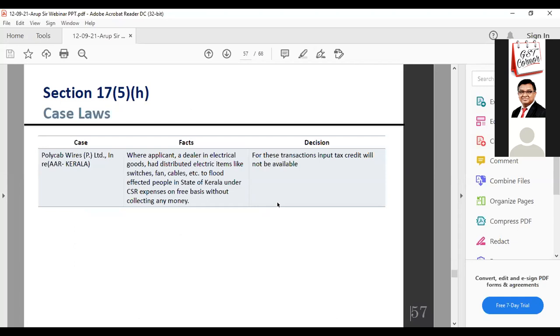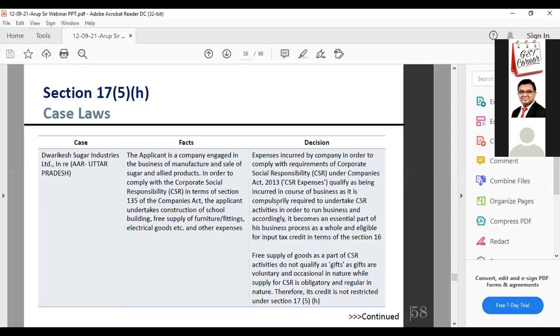Yeah, so this is the case of Polycab Wires, as I was discussing, wherein the Kerala AAR has said that since you're giving this free, you will not get the ITC benefits on this. However, in the next slide, we'll see that in the case of Dwarikesh Sugar Industries, it has been wonderfully ruled that since you are giving these activities in the course of business, as it is compulsorily required to undertake CSR activities, it becomes an essential part of the business process as a whole and is eligible for input tax credit in terms of Section 16.